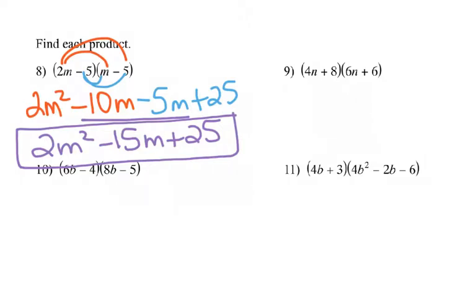Okay, there's nothing else you can do. You cannot combine m squared and m by adding or subtracting. So you're finished. That's a trinomial product.